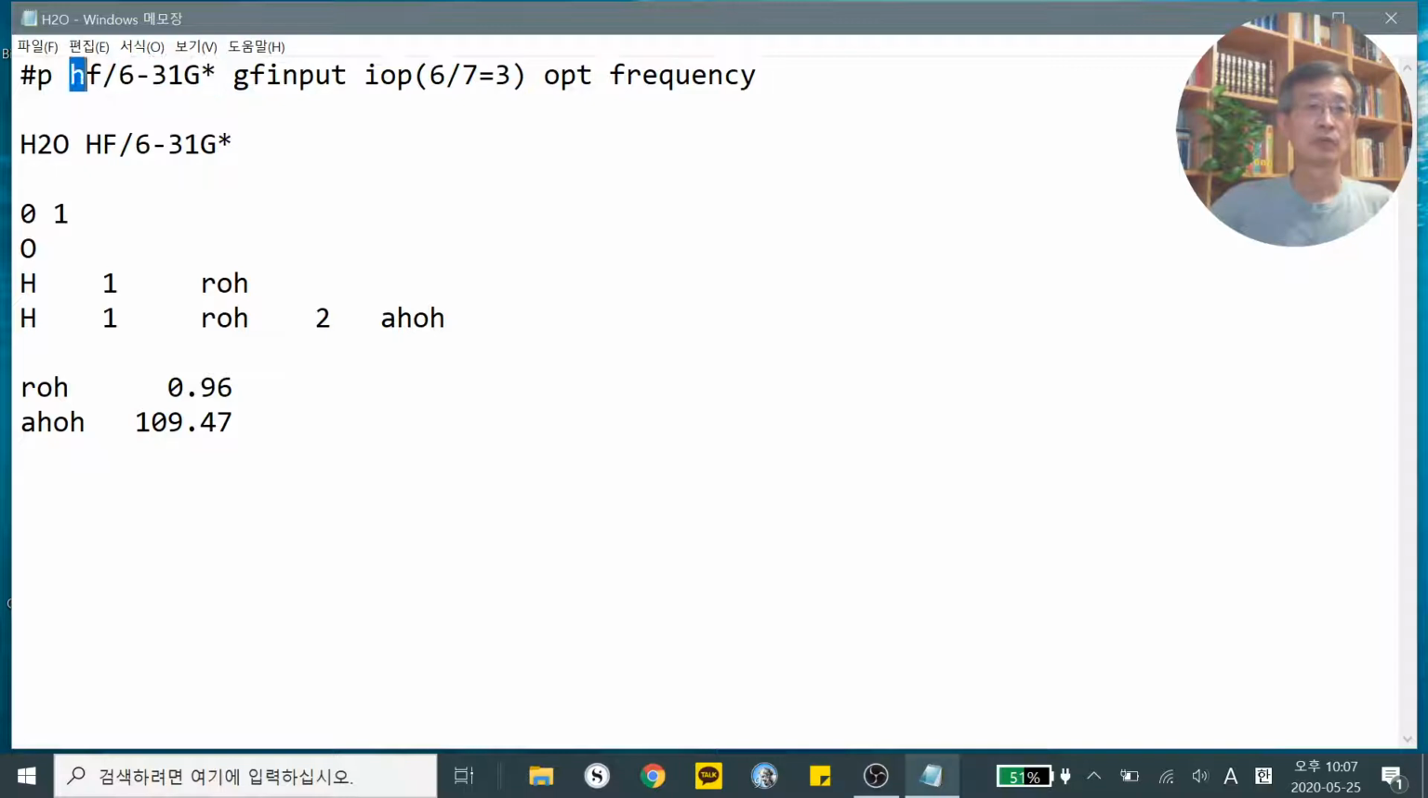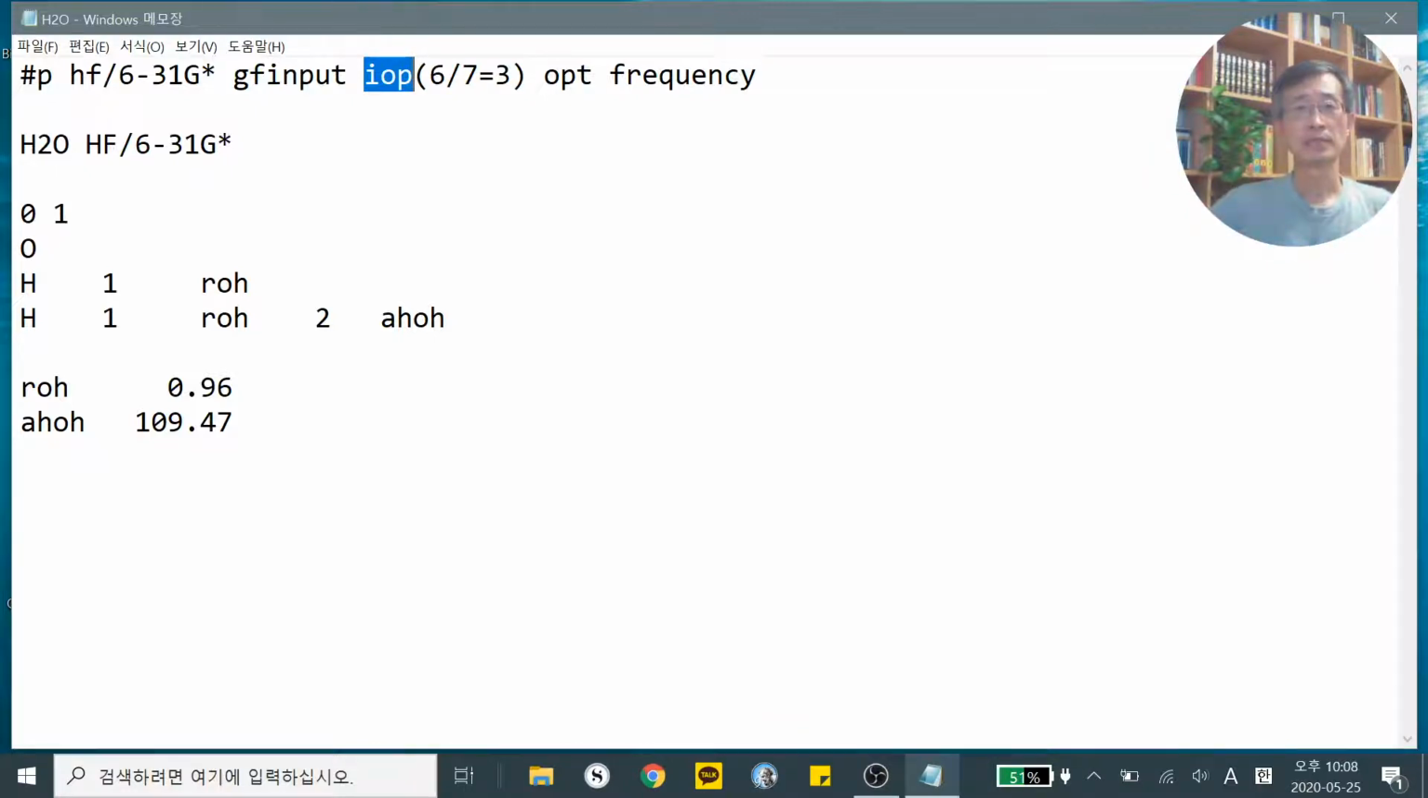So this is a method and basis function. Method slash basis function. That's what this command tells the Gaussian system to do. And also here are these two. GFInput will print out the basis function. Okay, and IOP is a kind of link specification for Gaussian, how to perform the calculation, I think.